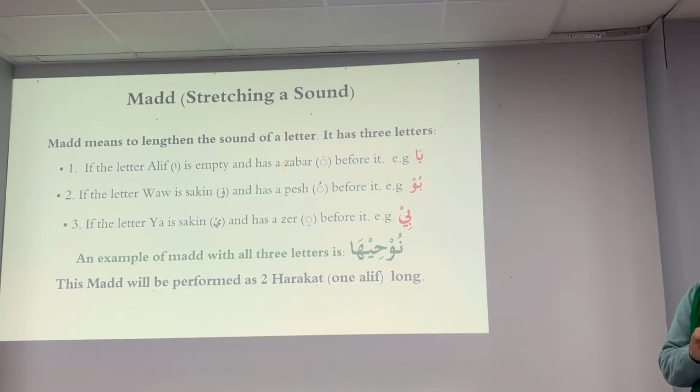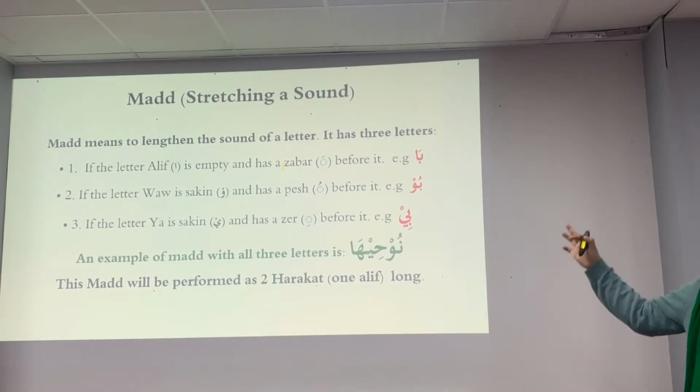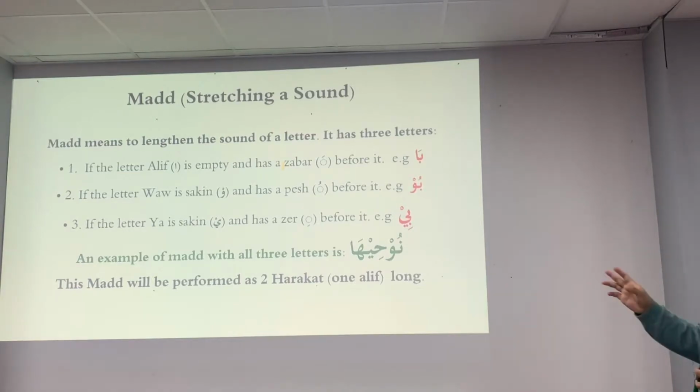Nuhiha, nuhiha. So make all the letters long because we find these three letters with these three conditions. This mad will be performed as two harakat or one alif long. Two harakat or one alif long.